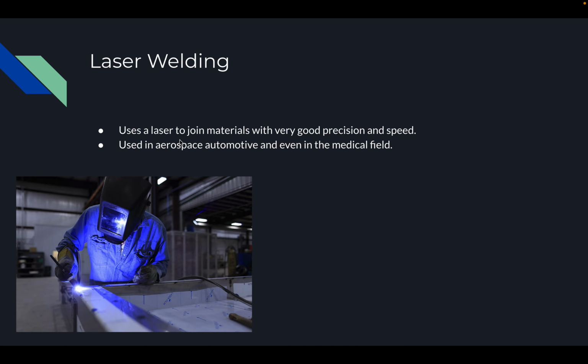Laser welding. Laser welding uses a laser to join materials with very good precision and speed, used in aerospace, automotive, and even in the medical field. One thing I noticed about laser welding, as you can see right here, is that it's sort of the same thing as a MIG, but the difference in bead is very different. It is very small. You can barely even see that it's welded.